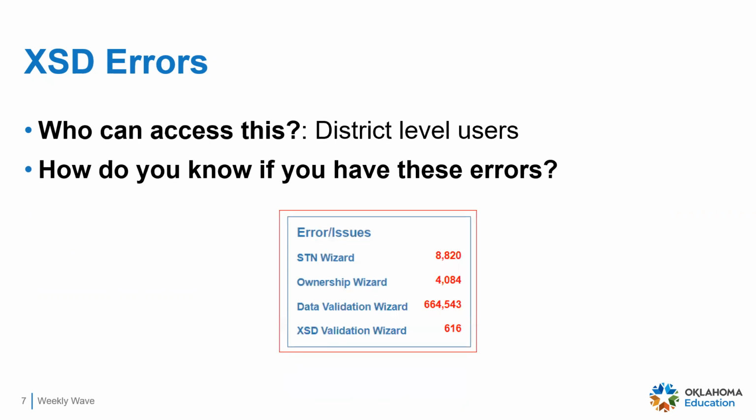So any district level user in your district can access these, and they also show up on your dashboard in the Wave. So it's at the very bottom. So if you wonder if you have any, I would check there, and then you can follow the path to see what they actually are.